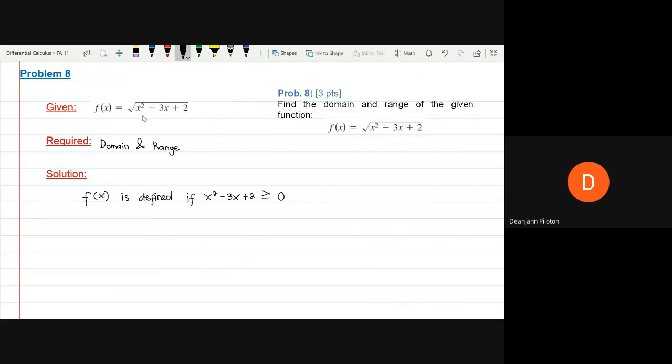Square root of a positive number or square root of 0 is a real number. But if inside your radical symbol you substitute an x value such that the inside is negative, then it gives an imaginary number, which is no longer a real number. Therefore your f of x is defined only if the expression inside the radical symbol is positive or equal to 0. This x squared minus 3x plus 2, in factored form, we have x minus 2 times the quantity x minus 1 greater than or equal to 0.